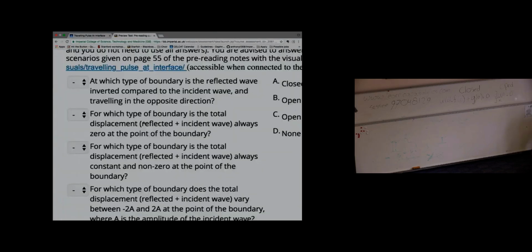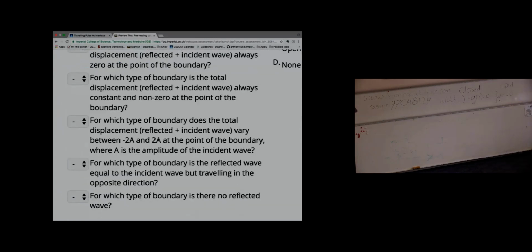So the first one says, at which type of boundary is the reflected wave inverted compared to the incident wave and traveling in the opposite direction? So that's a closed boundary. You get an inverted reflected pulse. For which type of boundary is the total displacement, so the superposition, always 0 at the point of the boundary? That again is the closed boundary. Any questions on that?